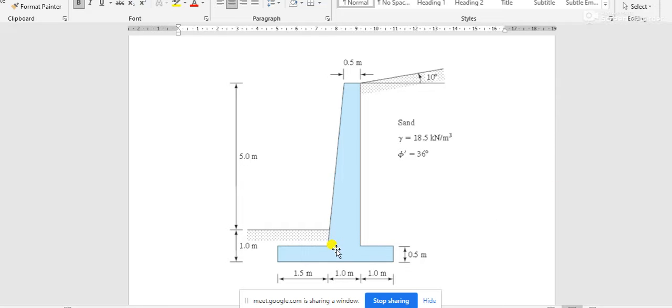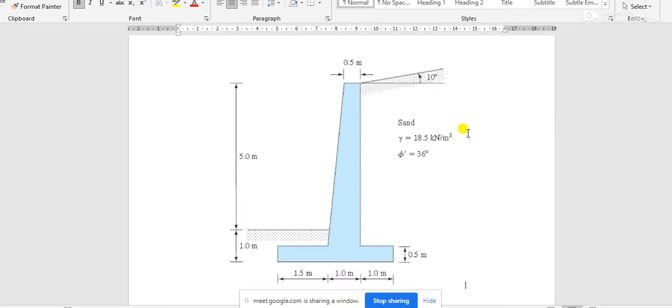Now, here I have taken one simple cantilever retaining wall. The overall height of the retaining wall is 6 meter. The embedded depth is 1 meter, and the height of the retaining wall above the soil surface is 5 meter. So the total depth of the retaining wall is 6 meter. The minimum top thickness is 0.3 meter, as we have already discussed. Here the top thickness is taken as 0.5 meter. The inclination angle of the backfill soil surface is 10 degree.